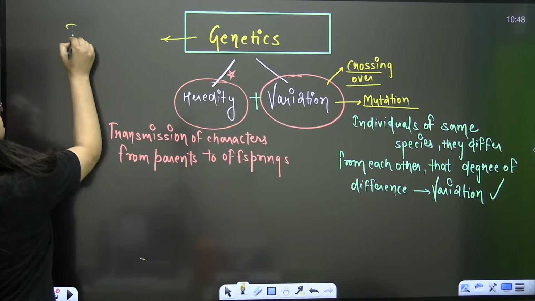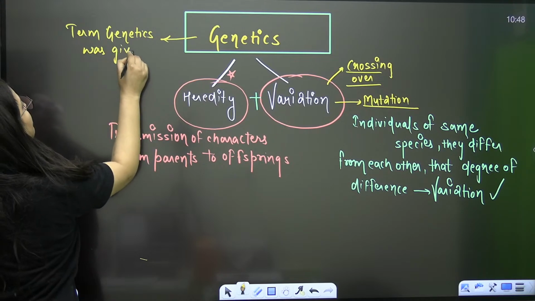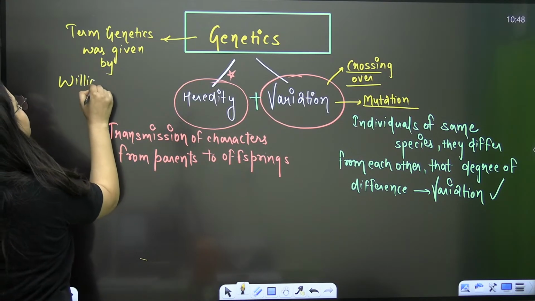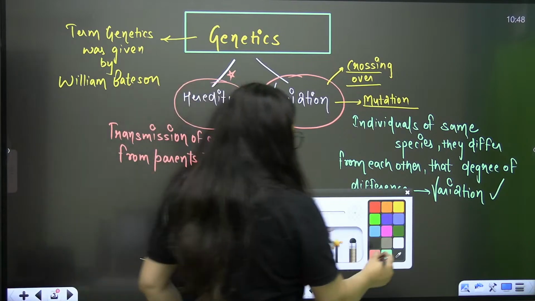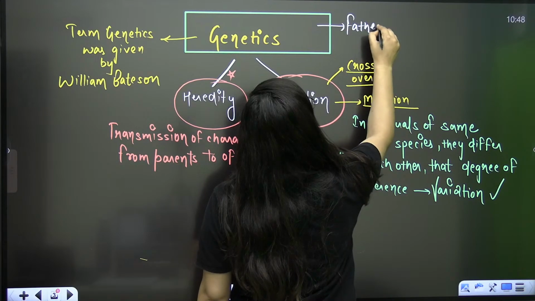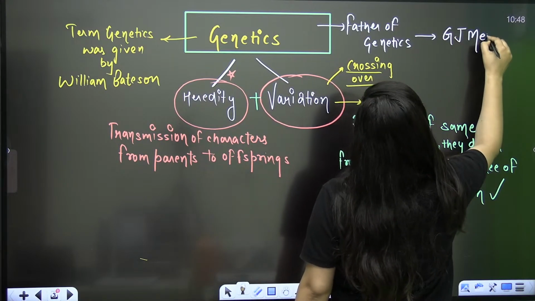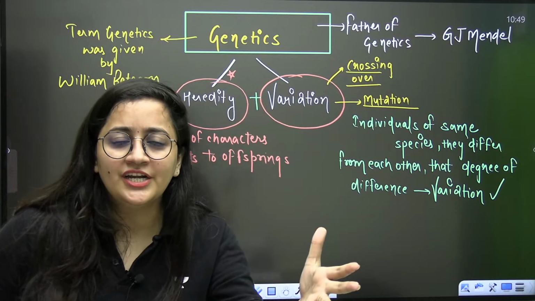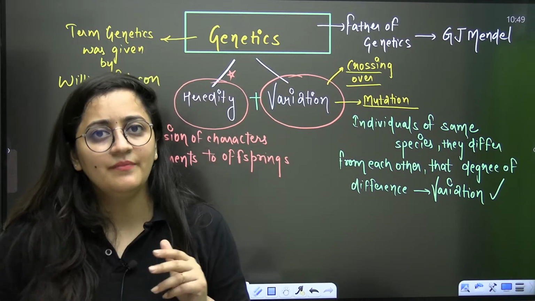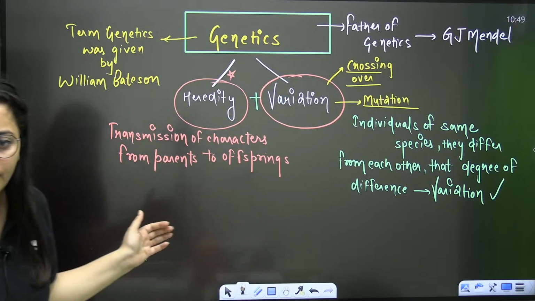The term genetics was given by William Bateson. He was the one who gave the term genetics. And the father of genetics? That's Gregor John Mendel. The father of experimental genetics is T.H. Morgan. And the father of human genetics and biochemical genetics is Garrod, G-A-R-R-O-D. That's what you need to know.